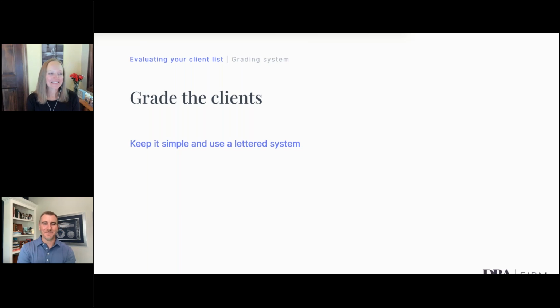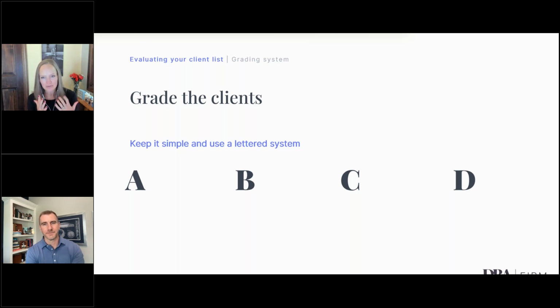All right, grading the clients. Let's get into it. Let's keep it simple. It doesn't need to be a super complicated system, right? And you can just use a letter system. In our world, it's A, B, C, D. Those letters may change in the future. They may become like AAA, AA, and A as we continue to upgrade all of our clients to A. But let's just talk through what each of these letters mean here.